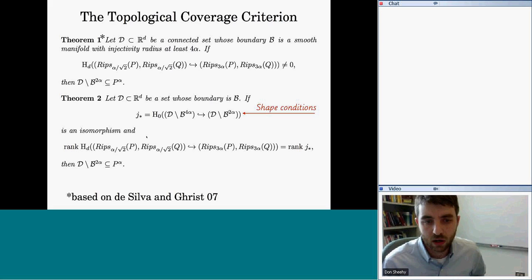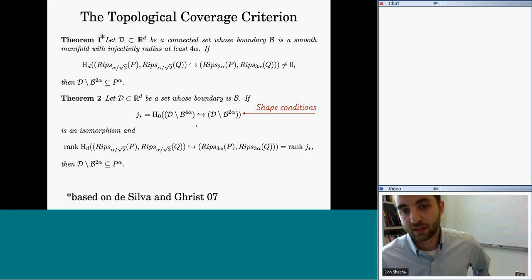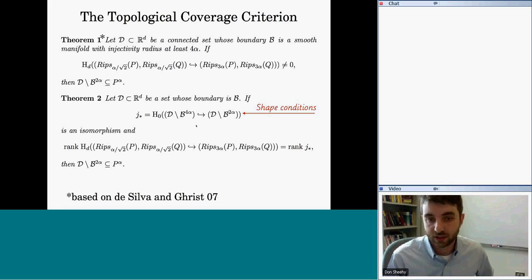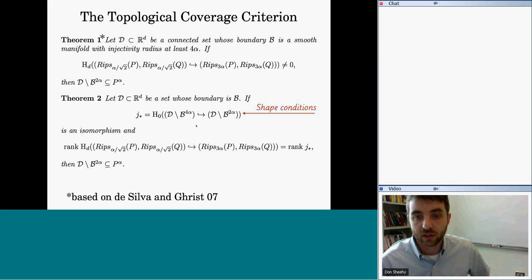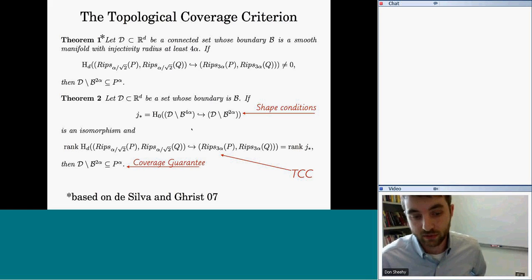So here, the J star assumption, that isomorphism, is replacing the smoothness condition of the boundary. So that's going to be a new shape condition. It replaces what was the geometric condition with something that's now really stated in terms of persistent homology. It says that the persistent zero-dimensional homology of the domain is stable when you think from the boundary. All right. So if you meet the cover criterion, the conclusion is that we get coverage.